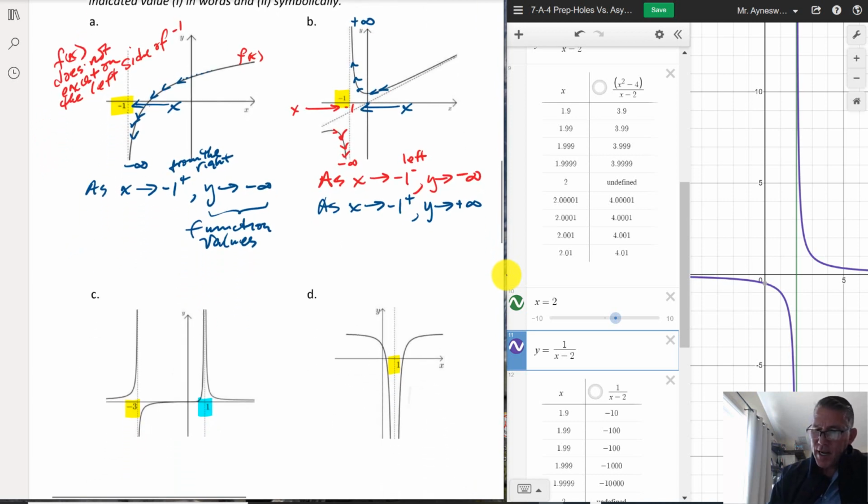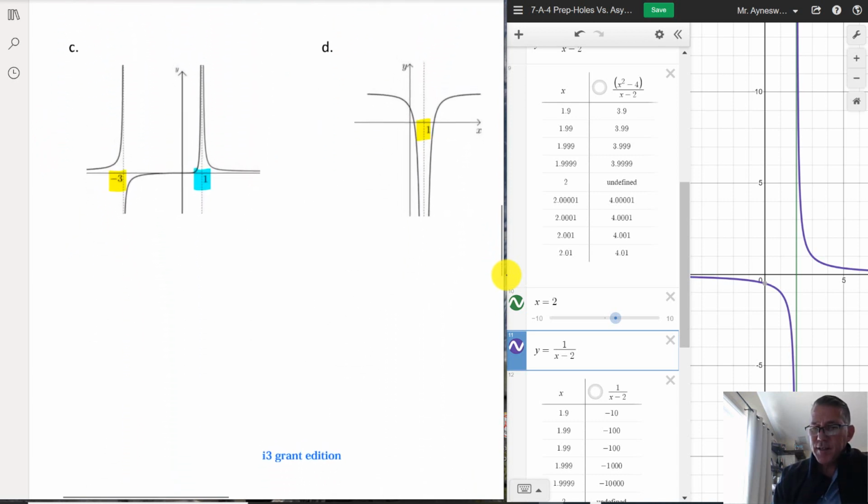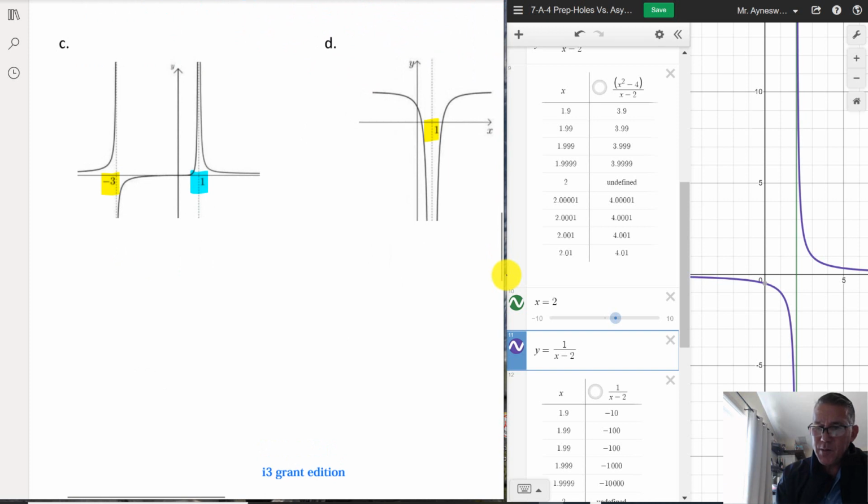All right, what happens in the next few graphs? So let's take a look at these. What happens when you come in from the left? As x approaches -3 from the left, you're going up, up, up, and away to +infinity. So y approaches +infinity, which just means it gets very, very big.